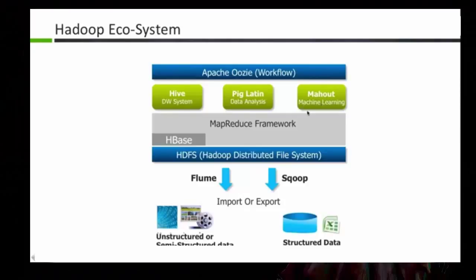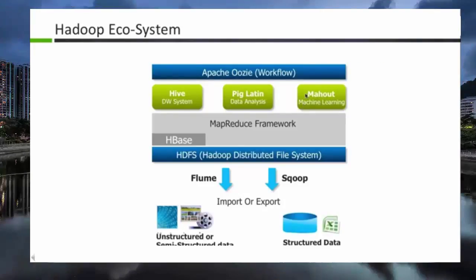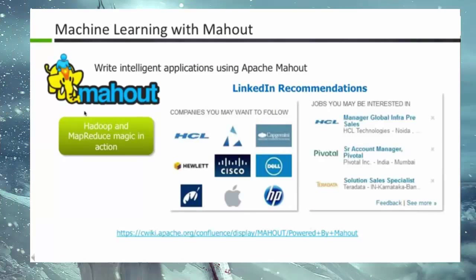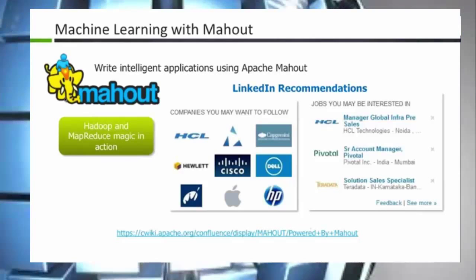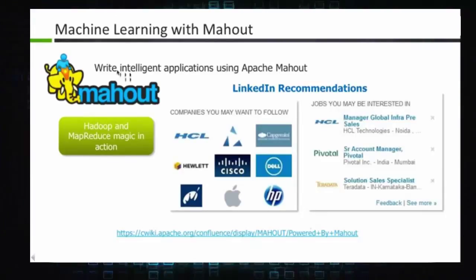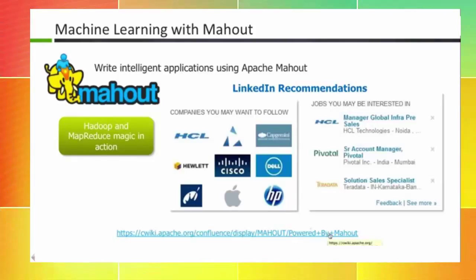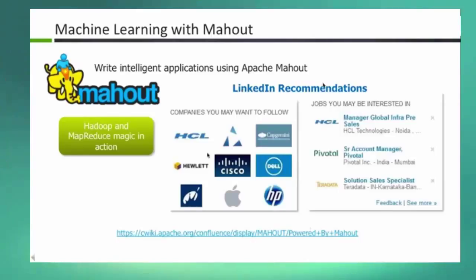Now, Mahout will not be a part of this course, so I'll just quickly tell you a little bit about Mahout. There's a separate course on Mahout, so if anyone is interested, you can pick up that course as well. Mahout is basically Hadoop and MapReduce together. You can write intelligent applications using Apache Mahout. You can also look at this link, which will tell you a lot about the people who use Mahout.